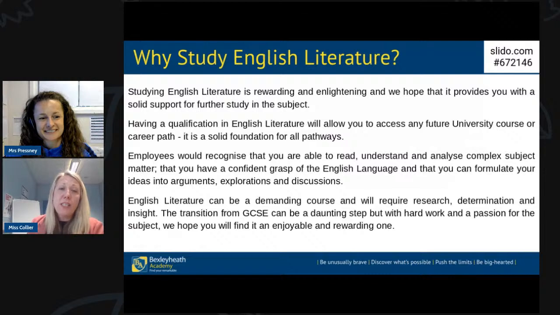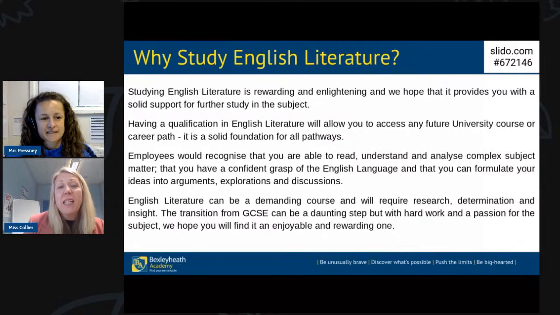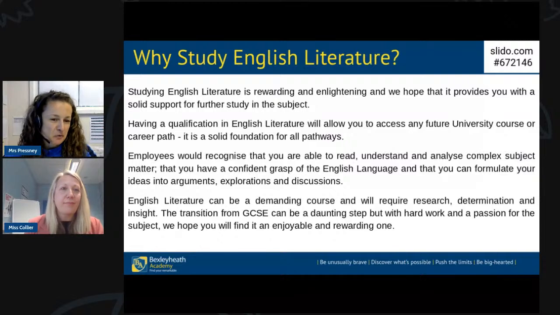As you can see on the screen, basically, it allows you to show an ability of your reading, your understanding, your skills of analysis, how perceptive you are, how you can understand the written word and then translate that into your own ideas, your own opinions and arguments. Wonderful, thank you. And Miss Collier, what is it that you love about English so much?